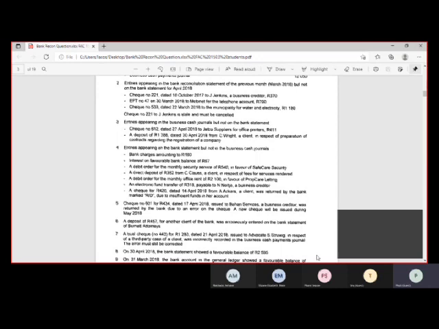Check number 601 for 434 dated the 17th of April, issued to Bahari Services. The business creditor was returned by them due to an error on the check, and the check will be issued during May 2018. Isn't this a bank recon? Because it's a bank error.